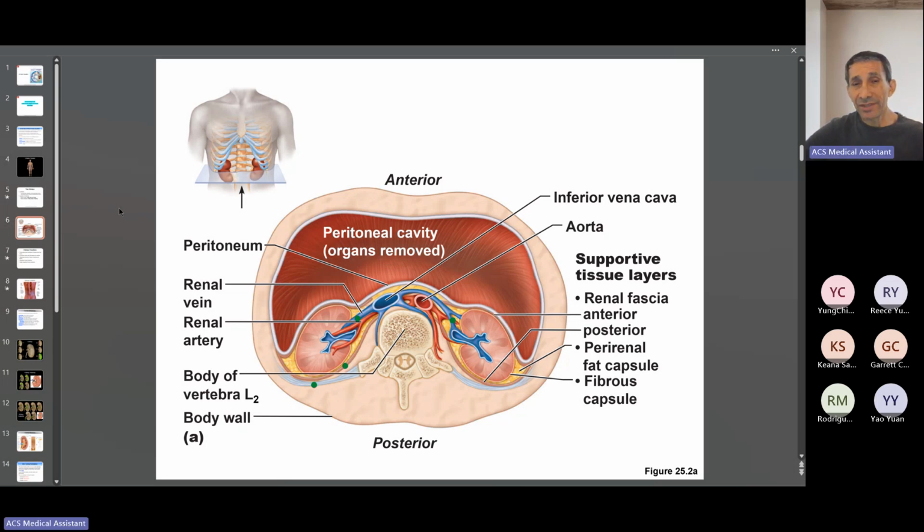Okay, so this is the peritoneal membrane that covers all the internal organs. And that's what I wanted to bring up to you, so you can understand that the kidneys are outside. So it's a lot easier to do anything to the kidneys from the back, from the posterior part of the body.